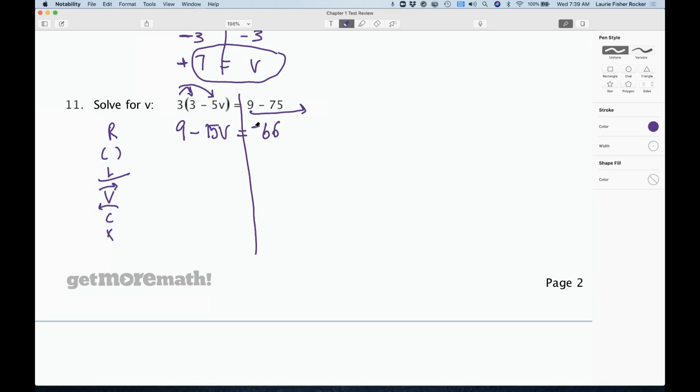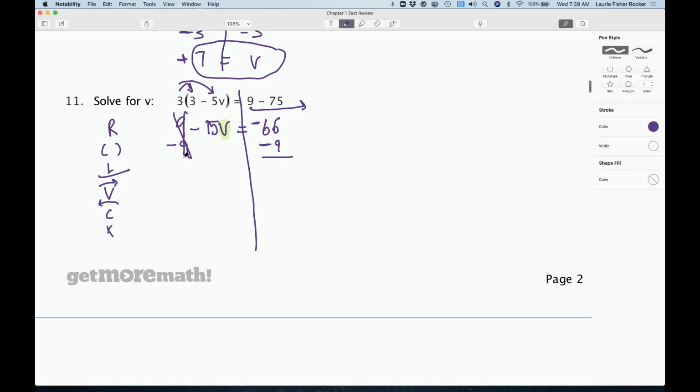Okay, so here's my variable. So I'm going to subtract 9, subtract 9. So again, I've got negative and I got negative, and they're both negative, so I'm going to have to add them. So 66 and 9. No, wait a minute. No, we just did. Not 75. Okay, so 75. We took away the 9. Now we're adding the 9. All right. Equals, and then negative 15v.